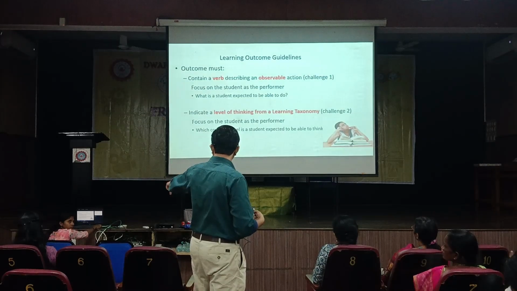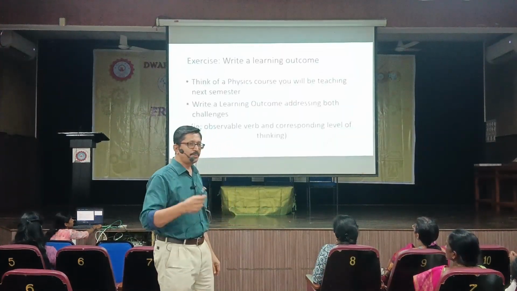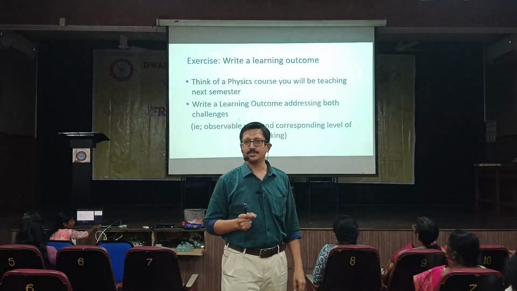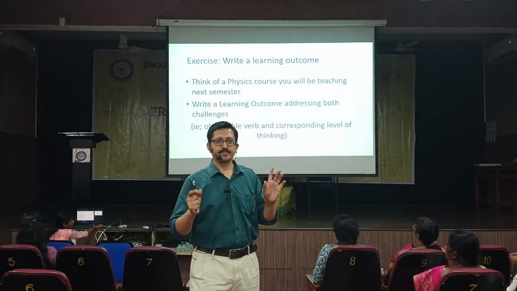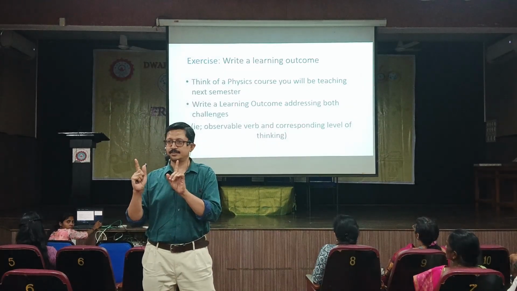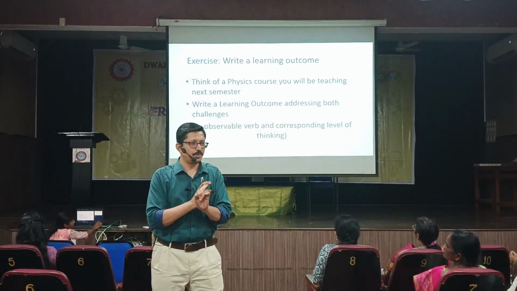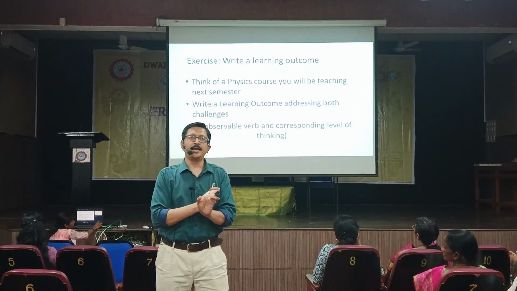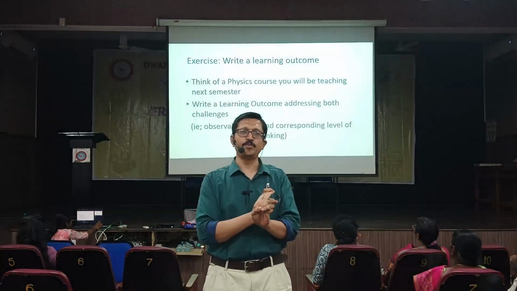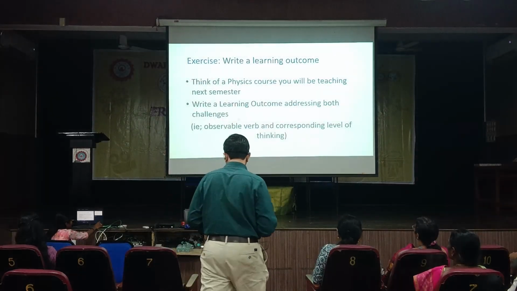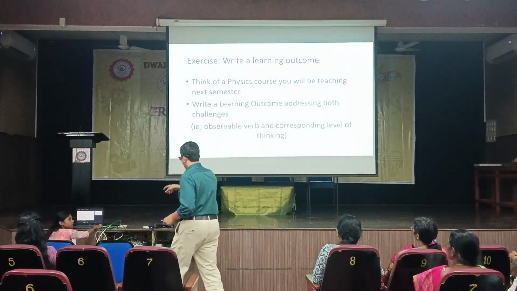Let us quickly do an exercise. I want you to take that physics course that you're teaching. Write one expected learning in this format, addressing those two challenges: what you want them to do with certain concepts and what level of thinking you think they will be involved in. If you want the level of thinking, I can show you the level of thinking. Just go down.